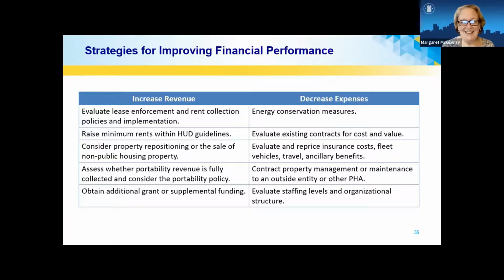Okay, great. Thank you. Sorry about that. So as we mentioned, there are really two sides to improving your financial performance: either increasing your revenues or decreasing your expenses. Increasing your revenues is a little tricky in assisted housing because, unlike private housing, you can't just increase the rents. However, you can evaluate your lease enforcement and improve your rent collection.